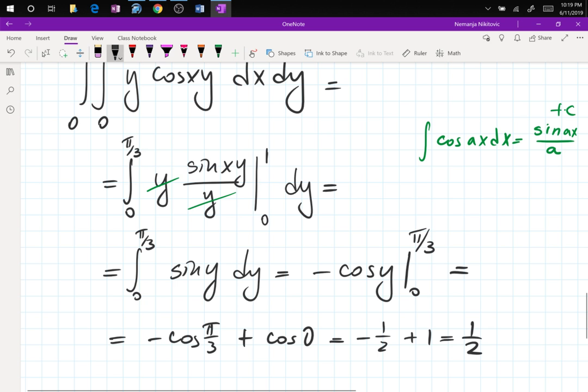Can you do this the other way? Sure, but you have to do integration by parts, right? If you do dy dx order.